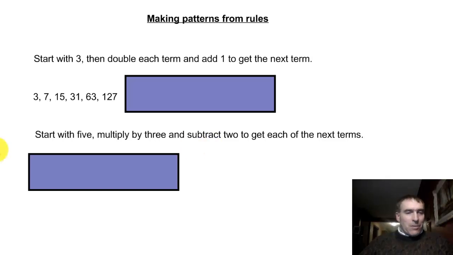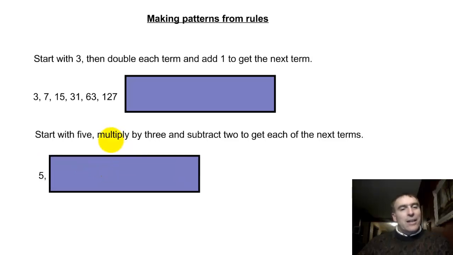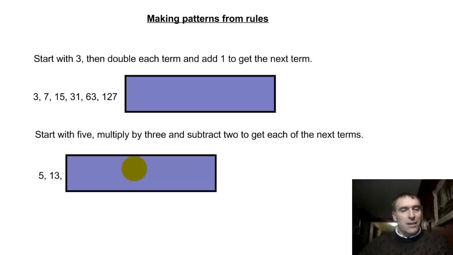This is another problem that we'll do. Start with 5. So before you go any farther, let's get that 5 down. There you go. Now it says multiply by 3 and subtract 2 to get each of the next terms. So we start with that 5, multiply by 3, so that gives us 15, subtract 2, 13. And that is indeed the number that we end up with. Now we do the same thing again. What's 13 times 3? 39. 39 subtract 2 gives us 37.